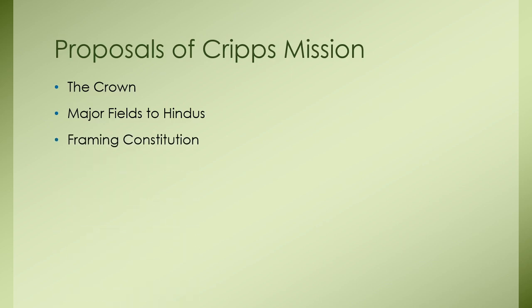The third point, framing the constitution. The elected representatives of the Constituent Assembly and from the states will frame the future constitution of India. The provinces that do not approve the constitution could establish their own independent status. Last but not the least, security of minorities. Feasible steps will be taken for the protection of the minorities.